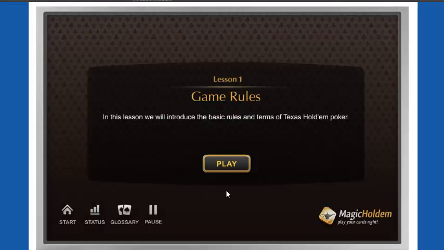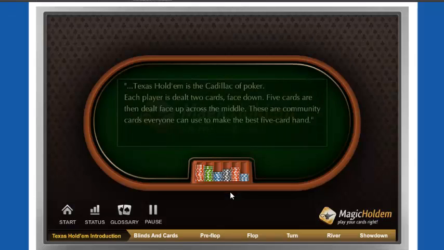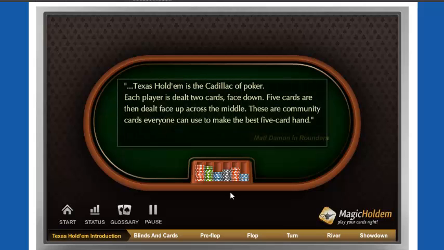Lesson 1. Game Rules. In this lesson, we will introduce the basic rules and terms of Texas Hold'em poker. Texas Hold'em is the Cadillac of poker. Each player is dealt 2 cards face down. 5 cards are then dealt face up across the middle. These are community cards everyone can use to make the best 5-card hand.